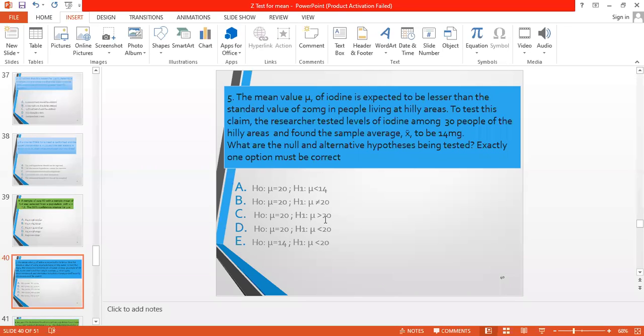D option is correct because in the null hypothesis, they say that the mean is equal to 20, and in the alternate hypothesis, they say that the mean is lesser than 20, and our sample answer is also 14 milligram. So D is the correct one.